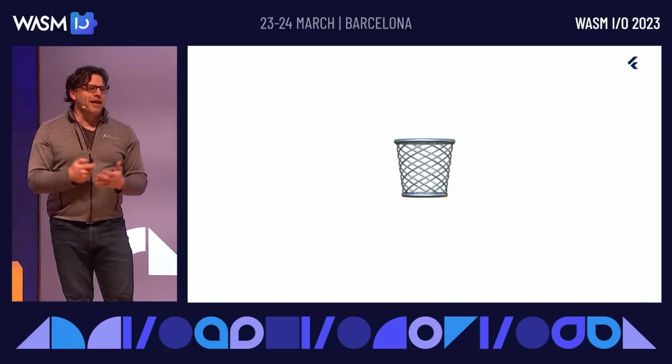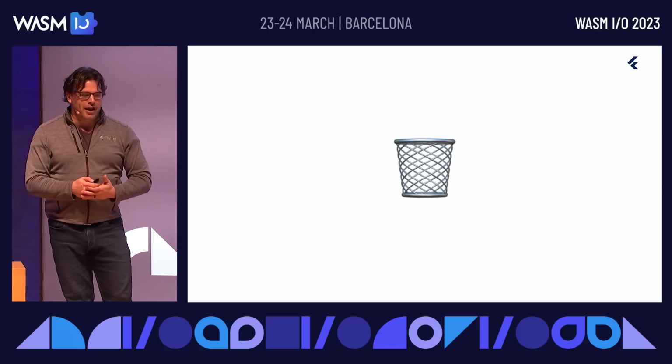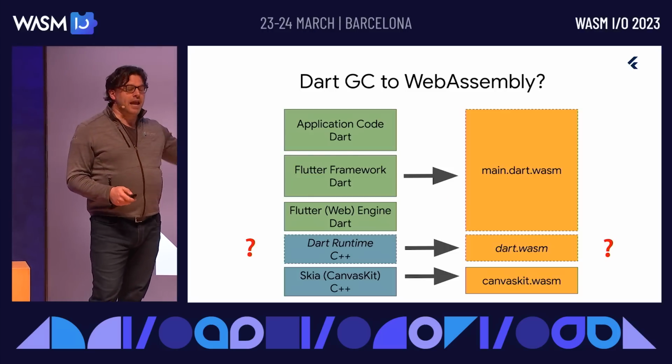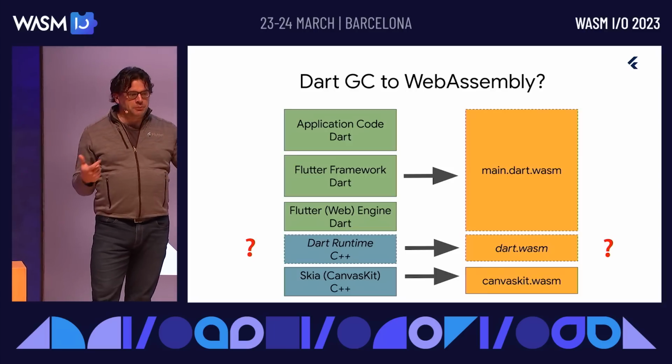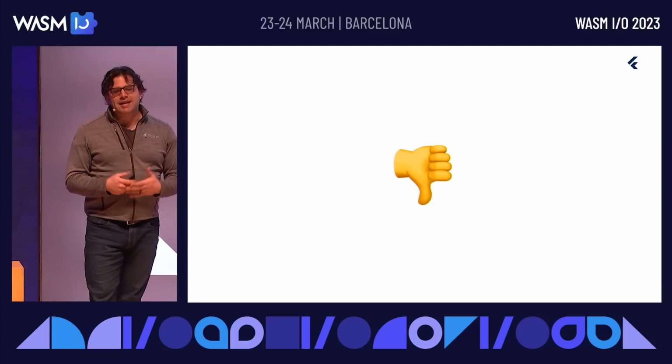But that's kind of the interesting thing, right? Dart is a garbage collected language, like Java and many others. And so we need a garbage collection model. For a while, we did discuss taking our C++ virtual machine, compiling that to WebAssembly, and shipping that. And maybe we build it that way. But again, as Vivek mentioned earlier, this is not a good idea.